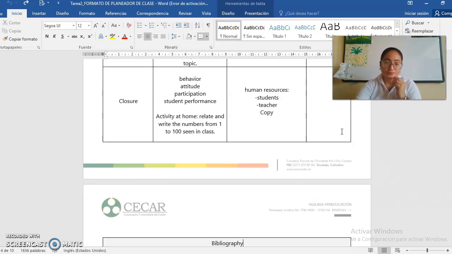Closure. Behavior, attitude, participation, student performance, activity at home: relate and write the numbers from 1 to 100 in class. Resources: human resource, students, teacher, couple.